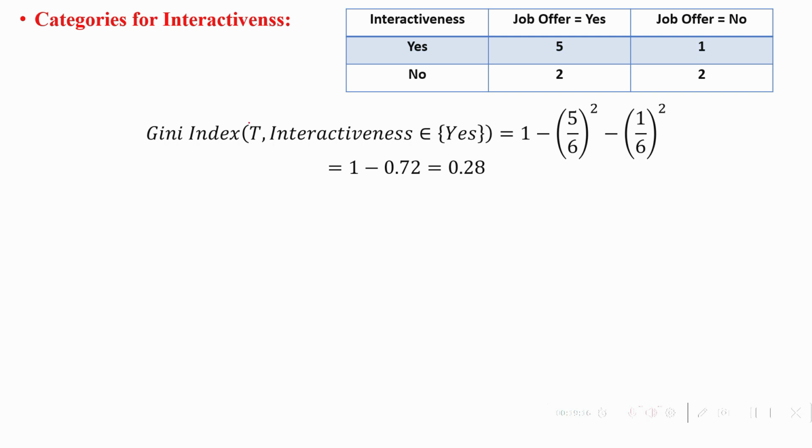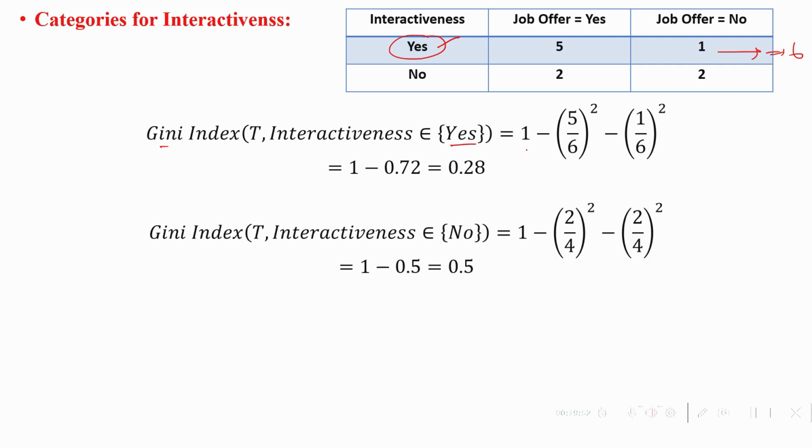Here, the Gini index of the target variable with respect to interactiveness belonging to yes is equal to 1 minus the number of yes, and now the number of no. The total number of elements in the corresponding interactiveness is 6. Out of 6, 5 belong to yes and 1 belongs to no. So that is equal to 1 minus (5 by 6) whole square minus (1 by 6) whole square, that is equal to 1 minus 0.72, that is equal to 0.28.